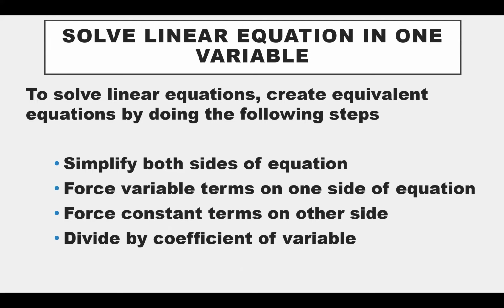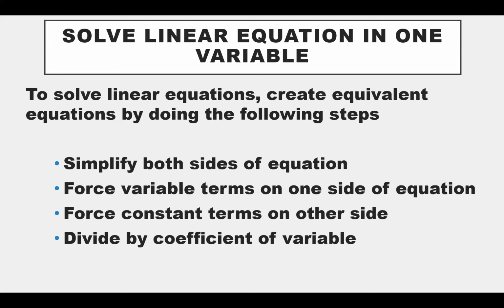If we want to solve linear equations, the big idea is that we create equivalent equations by doing the following things. We can simplify both sides of an equation. That's not going to change the answers to equations, so that'll just create an equivalent equation. By equivalent equation, I mean one that has the same solution. So simplifying both sides of an equation does not change the solution. It just creates an equivalent equation.